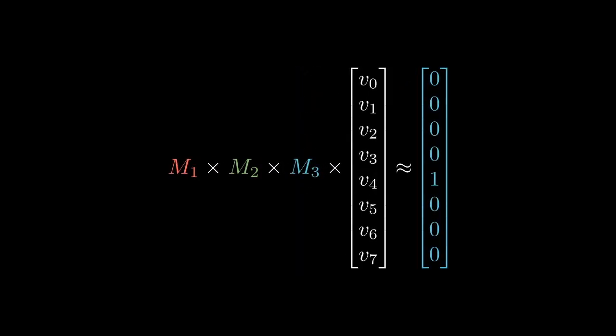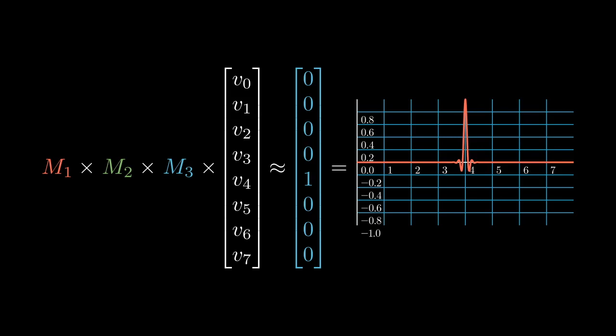In other words, when we multiply our sequence of matrices by this input, we should get something close to this output. Each multiplication can be thought of as creating an interference pattern. At the end, we want the resulting wave to be really sharp, with a peak where the true result should be. Of course, this should work not just for one particular input, but for all of them.